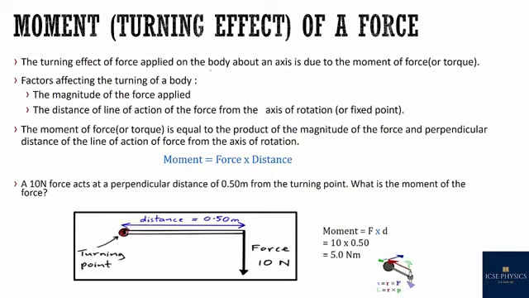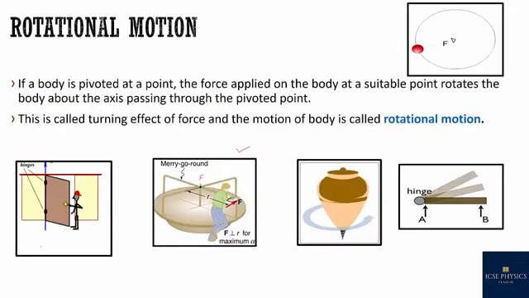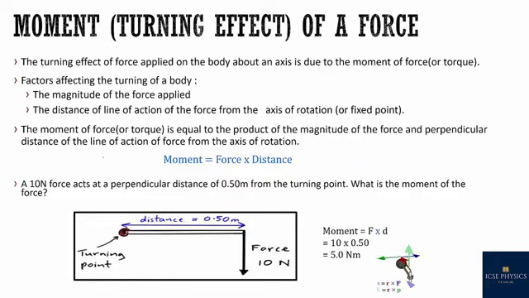The turning effect of force applied on a body about an axis is due to moment of force. There are two factors which affect the turning of a body. Let's see this example. What are the two factors? First, force, the amount of force applied. If I apply a small force, the merry-go-round may take a half turn. If I apply a big force, then it may go round twice or thrice. So the turning effect of the body depends upon the force or magnitude of force, then the distance between the axis and the point of application of force. So it depends upon these two factors.